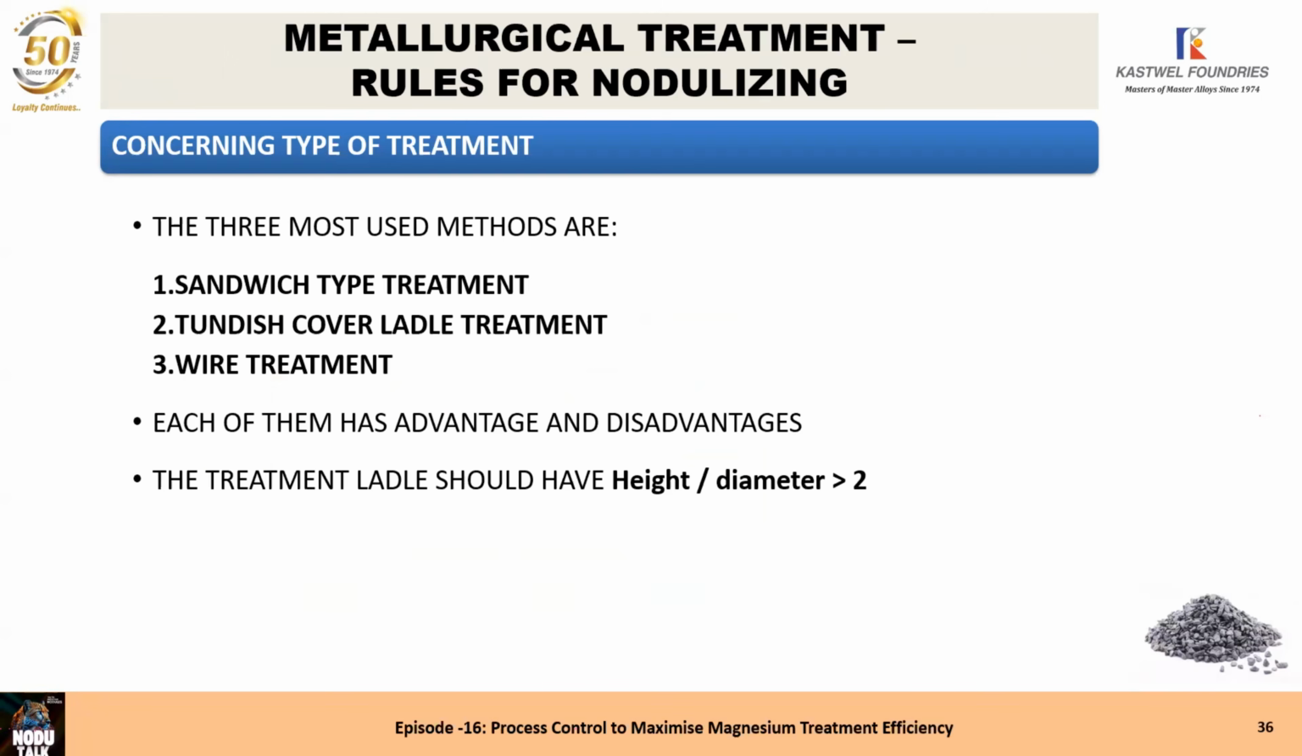Concerning the type of treatment, the efficiency of the magnesium treatment depends upon the type of method you use. The three well-known methods are the sandwich type treatment, the tundish covered ladle treatment, and the magnesium wire treatment. Each of them has advantages and disadvantages. The treatment ladle should have a height to diameter ratio of more than 2. So the efficiency of the treatment depends upon the treatment method used: the sandwich type, the tundish cover ladle treatment, and the magnesium wire treatment. Let's go to each one of them and the requirements.